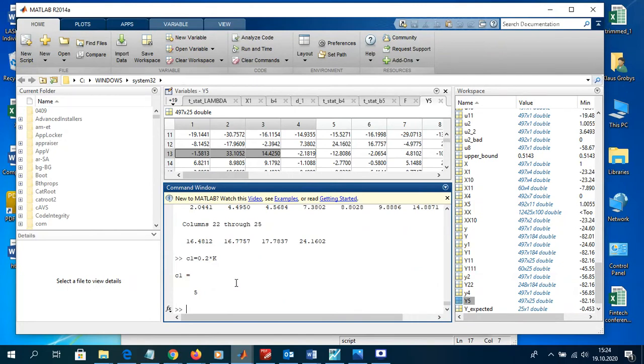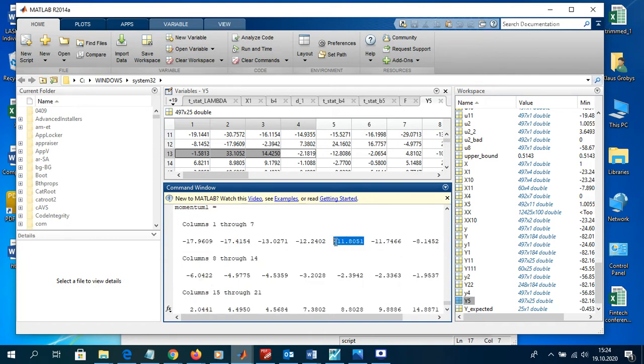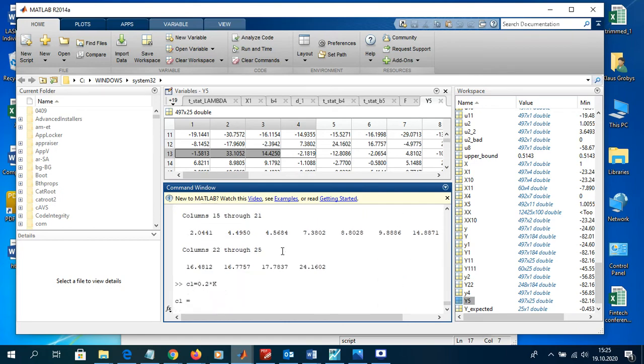C1 is 5. So what is momentum? If we now plug in momentum 1 from C1, this is minus 11.8. So minus 11.8 is obviously the last guy, or it's the highest return in the group of stocks that have the lowest returns.